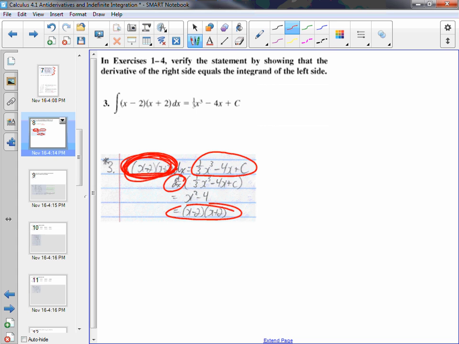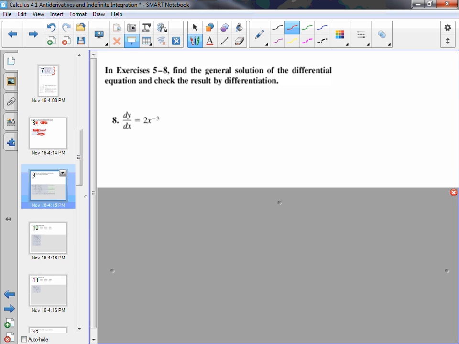Because the integrand is our, think of that as our f of x. That's our capital F plus c. We took the derivative of that, ended up with that. Number 8, find the general solution of the differential equation.